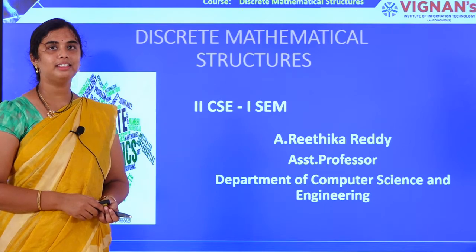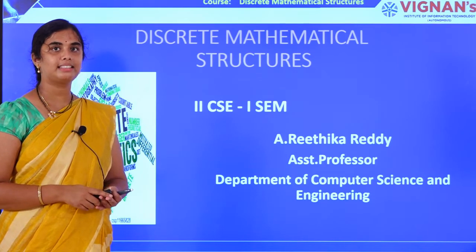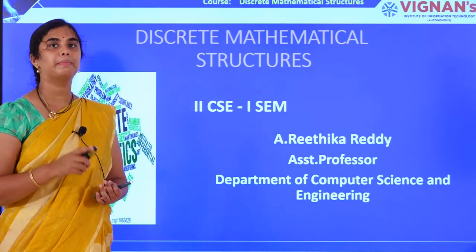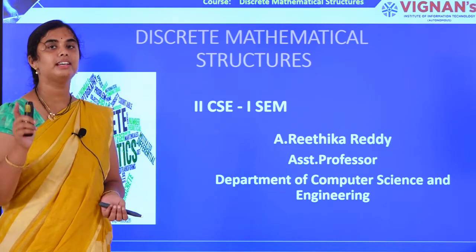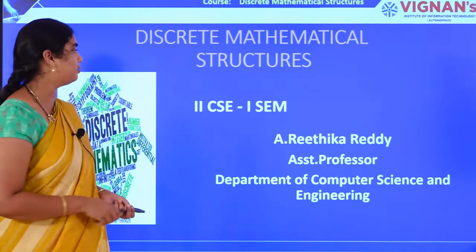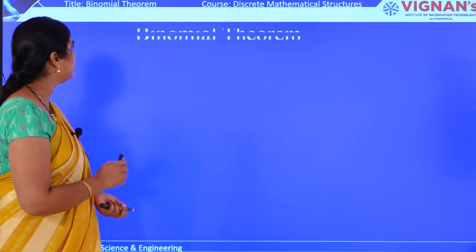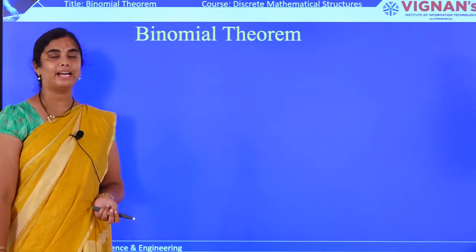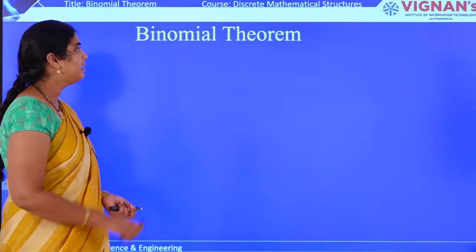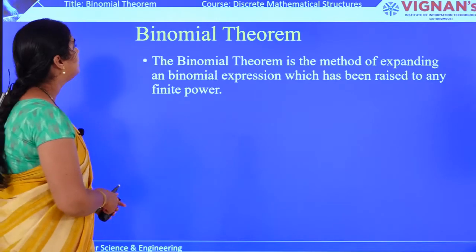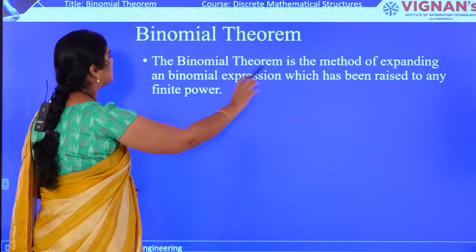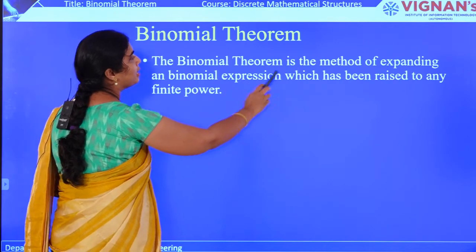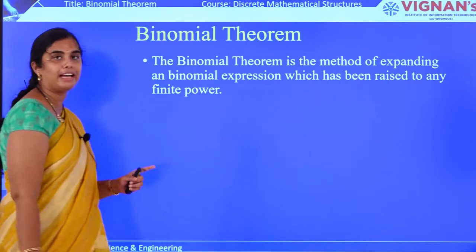Till now we have learned the different types of counting techniques like sum rule, product rule, permutations followed by combinations. We also discussed the problems related to that. Now in this session we will be learning about binomial theorem. Firstly, let me explain the definition. The binomial theorem is a method of expanding a binomial expression which has been raised to any finite power.